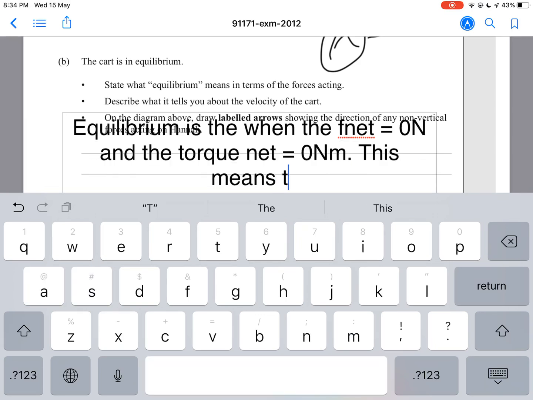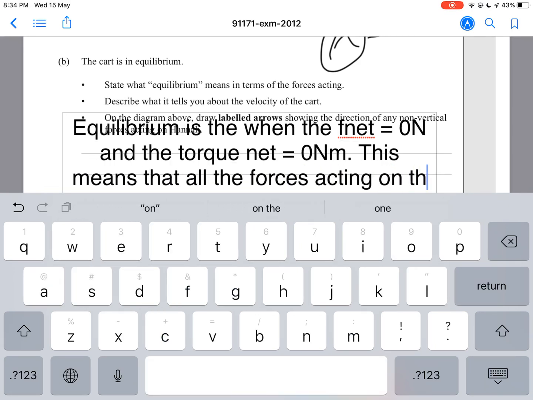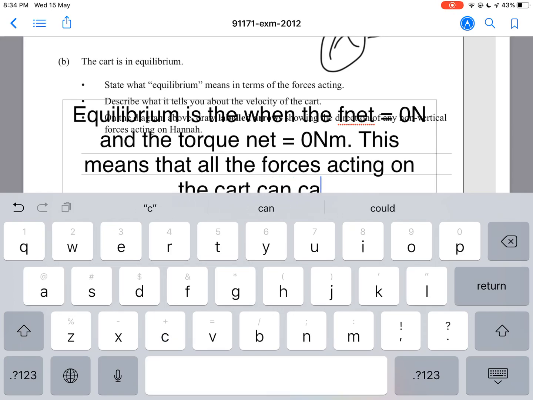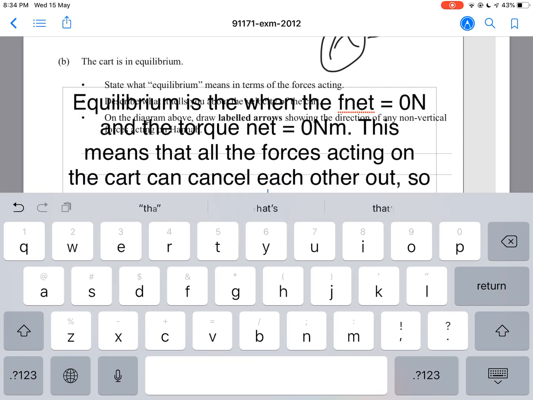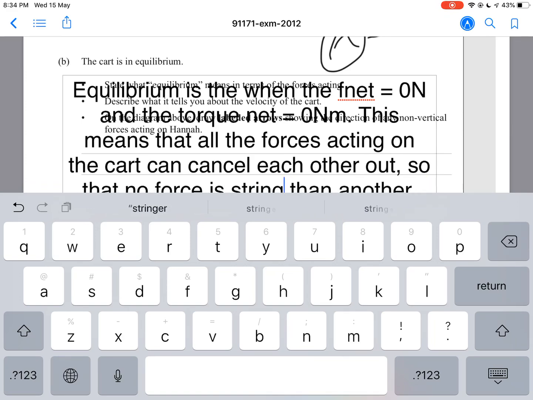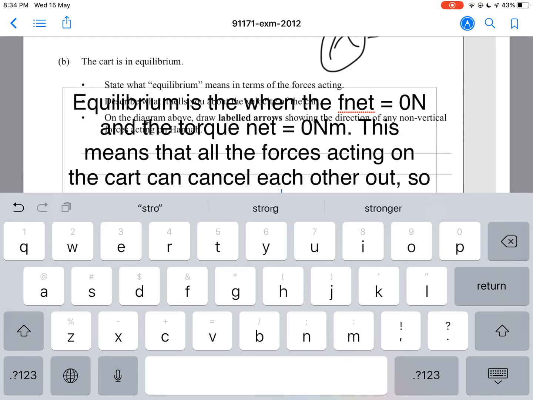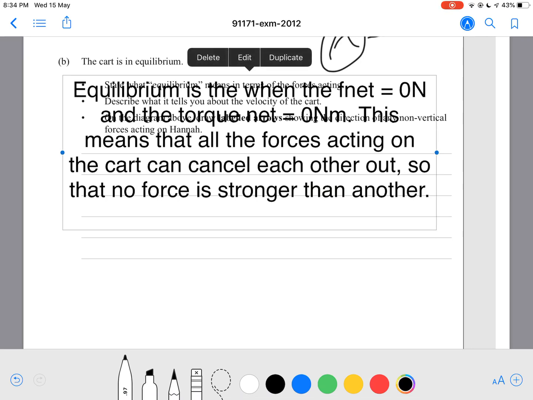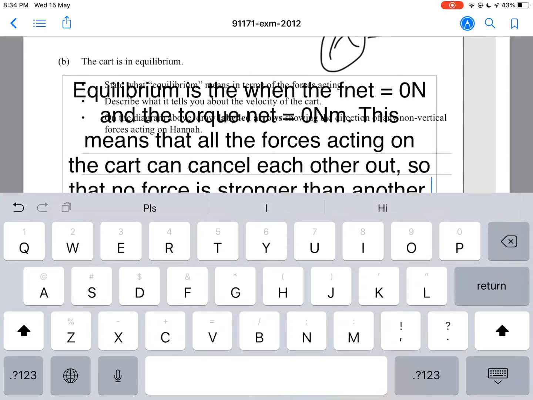This means that all the forces acting on the cart cancel each other out so that no force is stronger than another. Sorry, that says stringer. That's cringy. Stronger, okay. No force is stronger than another, okay? So no force is superior over another.